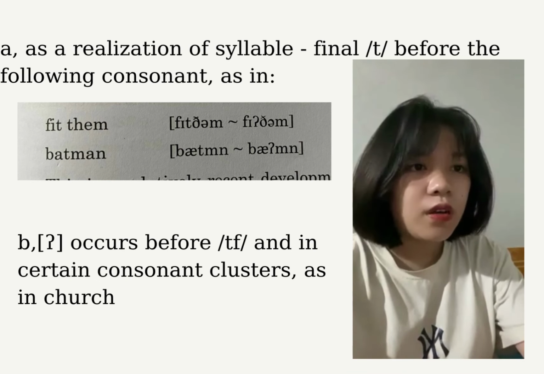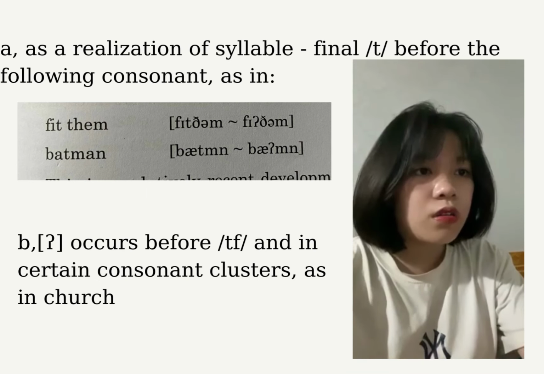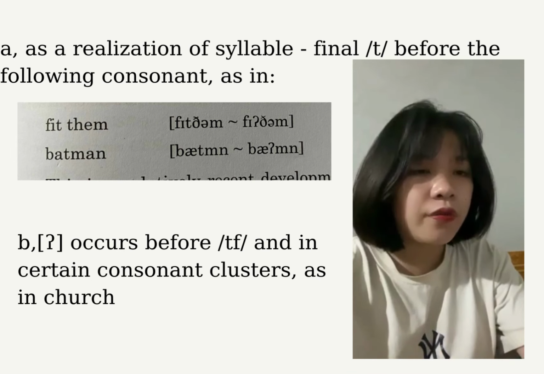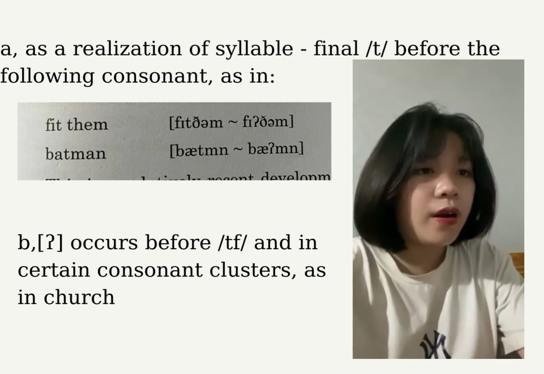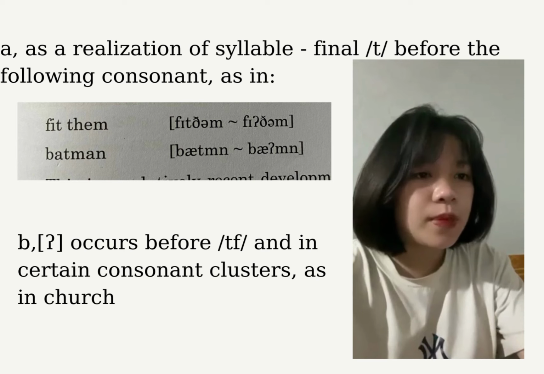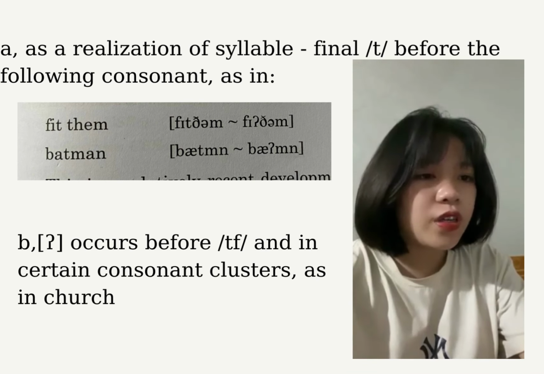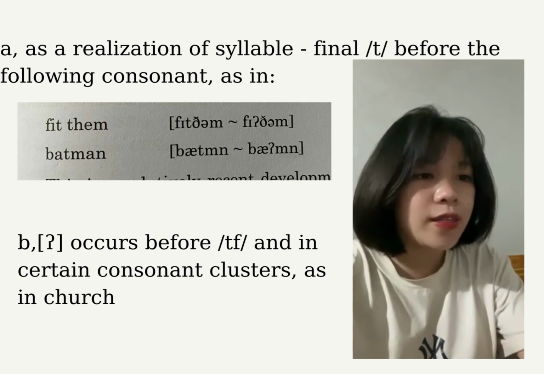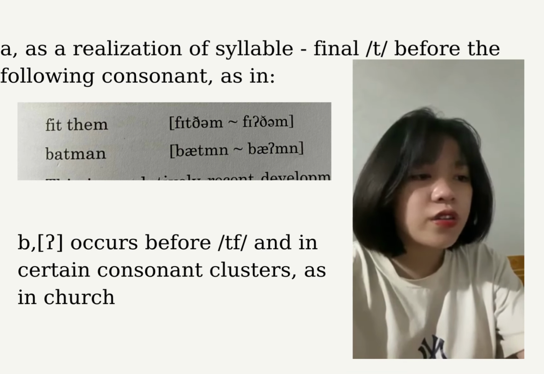In Received Pronunciation, the glottal stop can appear only in the following environments. Once as a realization of syllable-final t before the following consonants, as in fifth, batsman. It is a relatively recent development in Received Pronunciation and is most often heard from younger speakers. It also occurs before t and in certain consonant clusters, as in choose.